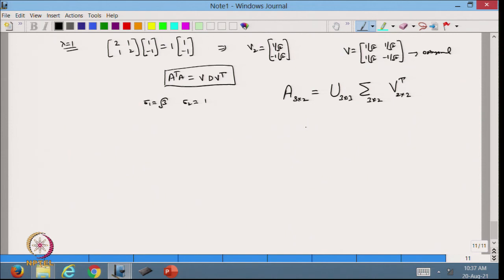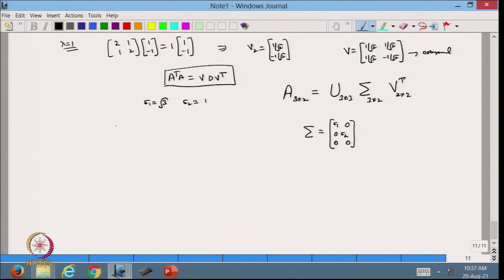Now, my sigma, if you see, will be: I will put my sigma 1, the largest one, here, then sigma 2, and I will put 0, 0 here. So, I will get 3 cross 2, with 0 and 0. So, this is my sigma basically. Now, from here I need to find U.